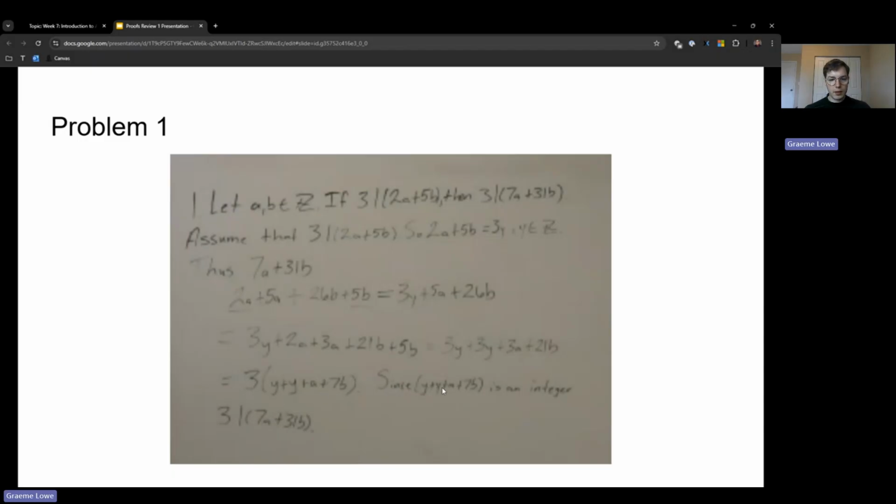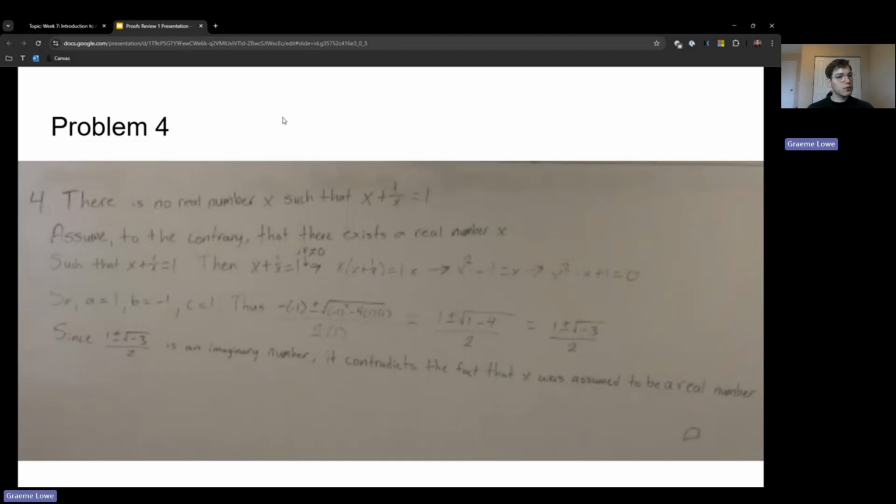So we know that the thing that we broke down originally, this 7a plus 31b, itself is divisible by 3. Just to restate that as a summary sentence, since everything inside the parentheses, y plus a plus 7b, is an integer, then we know that 3 divides 7a plus 31b. So it's quite nice. It's just a direct proof with substituting in a term. So it's a short one, but pretty cool.